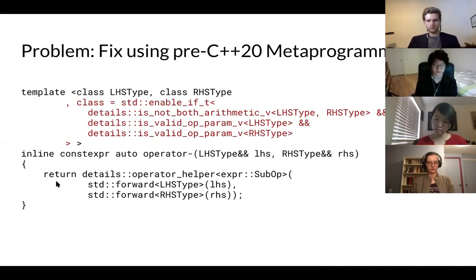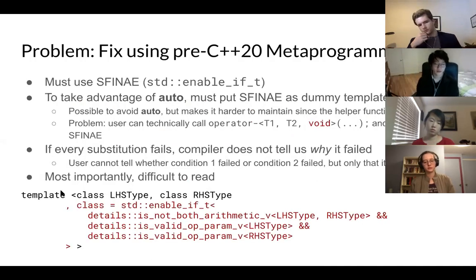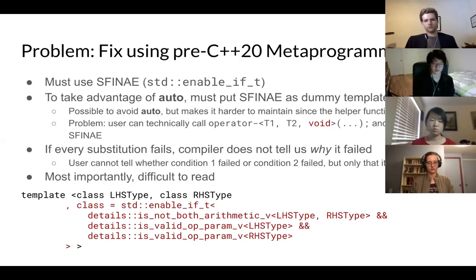Using pre-C++20 metaprogramming tools, it is possible to solve this issue. Here's one solution, and the code in red is the extra portion that we included. Specifically, we use enable_if, and we defined these constexpr booleans, such as is_not_both_arithmetic_v and is_valid_opparam_v, to check if the types meet certain criteria, and if so, the substitution is allowed. To do anything like type constraints pre-C++20, you have to use SFINAE, which stands for substitution failure is not an error. This specifically refers to the usage of enable_if.